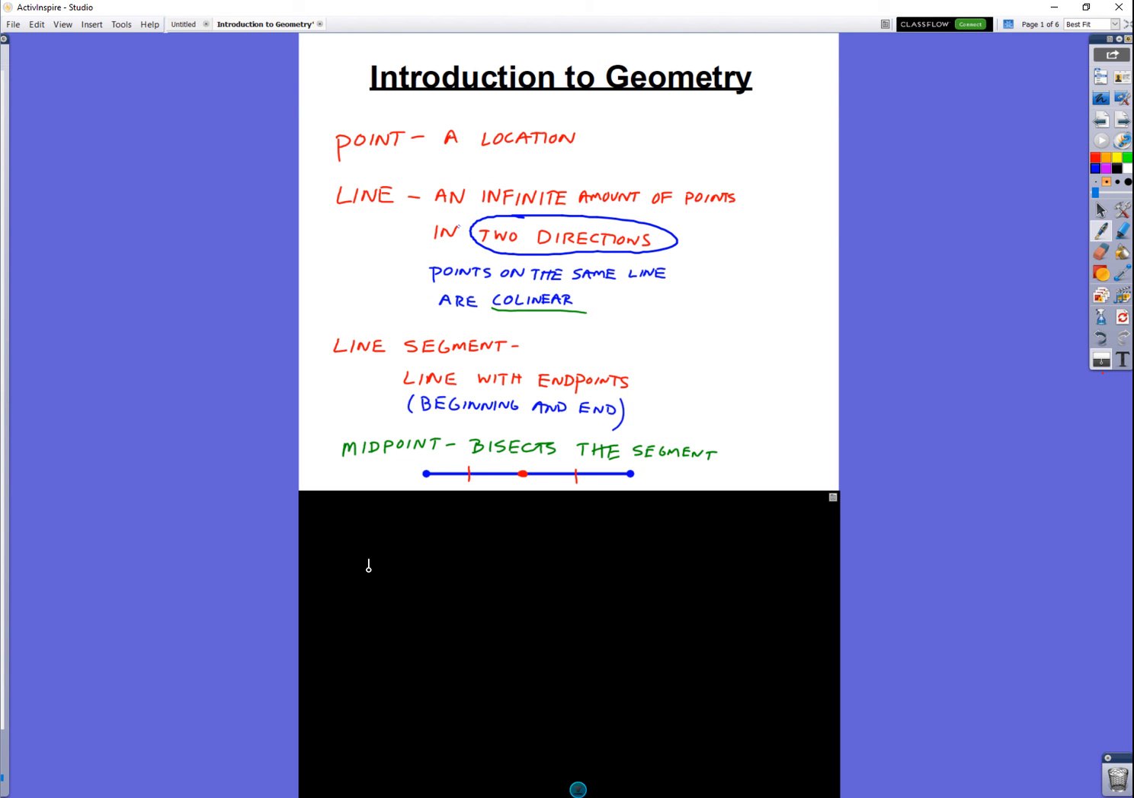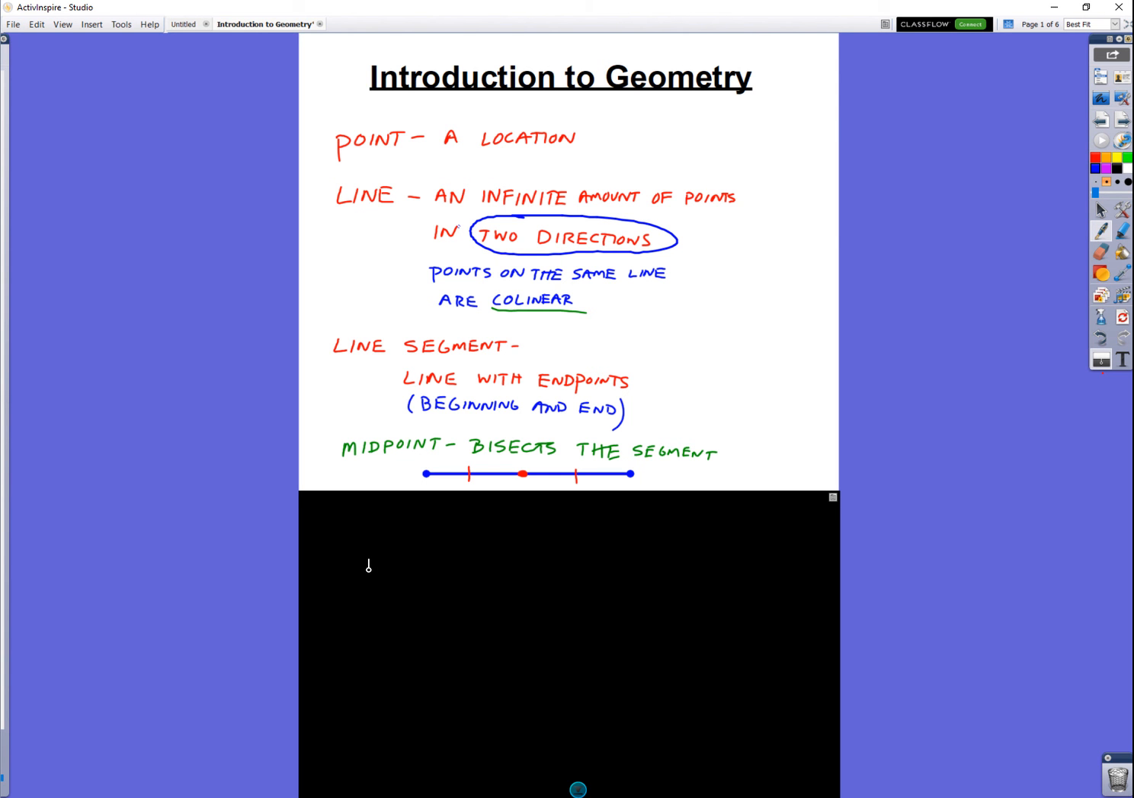Let's bisect that word bisect. What does the prefix bi mean? It means two. Sect means to cut. So what does a midpoint do? It cuts a line segment into two equal parts. These little hash marks here are used to show congruency. In geometry, you're used to the word equal, but geometry has a fancy word for equal known as congruent.